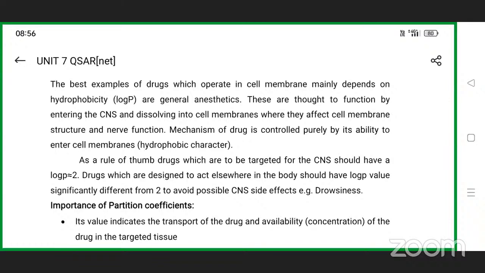So for some selected drugs, some class of drugs, we'll get the parabolic relationship. And in many cases, in general, we get the linear relationship only for drug activity.